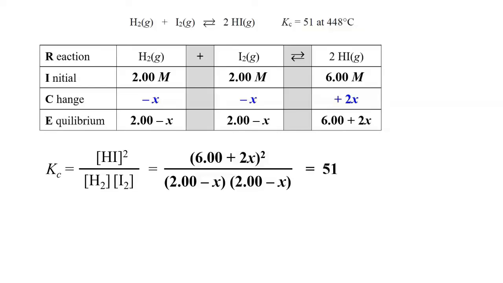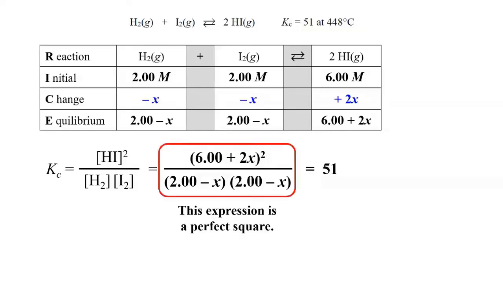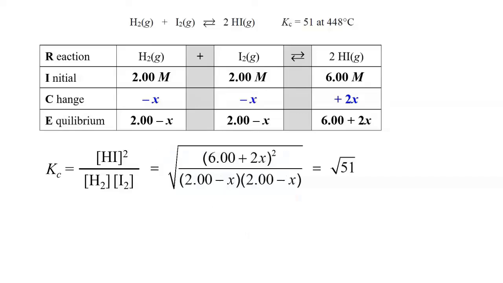Let's hope, and I think you can see it on the slide here, that just like in questions 3 and 4, we don't have complicated math to worry about, because this expression is also a perfect square like you have seen before. So we first start off by taking the square root of both sides to simplify that algebra. When we do that, we get 6 plus 2X on the top and 2 minus X on the bottom, and that is equal to the square root of 51, which is 7.1414.